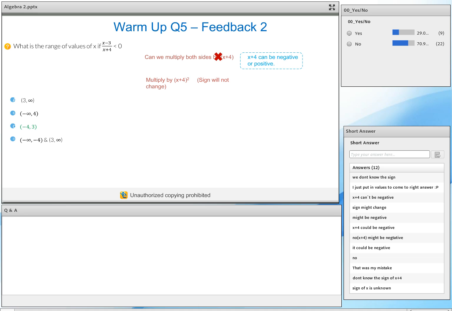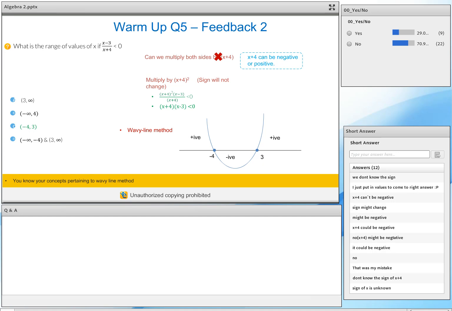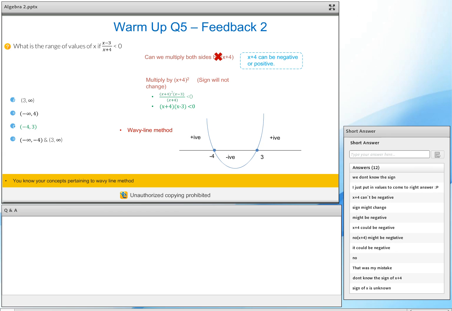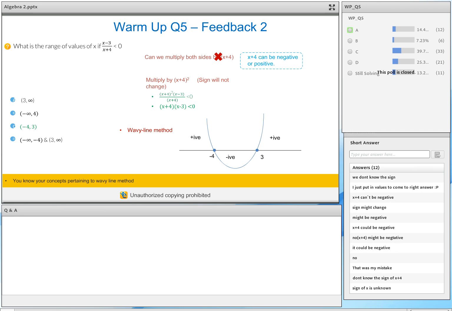So what are we going to do? What we can do is multiply both sides by (x plus 4) whole squared. Why? Because (x plus 4) whole squared is always positive, right? So we can definitely do that. So when we do that, what we get is (x plus 4) into (x minus 3) is less than 0. We have a simple quadratic inequality, which we're going to solve, and we're going to get the answer as choice C.